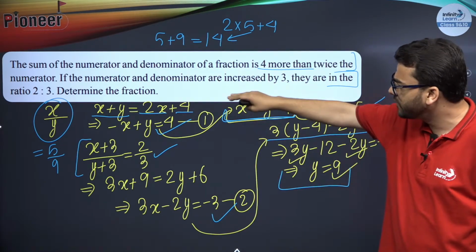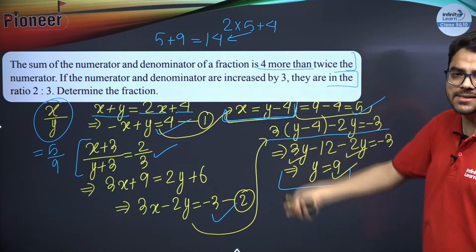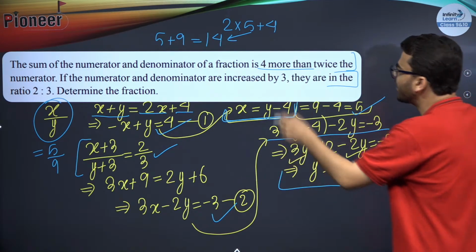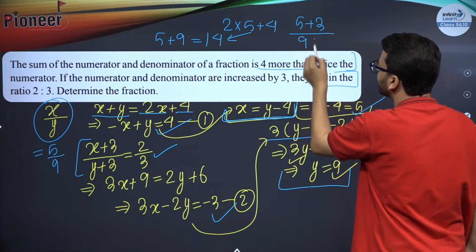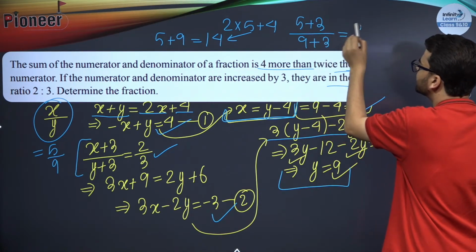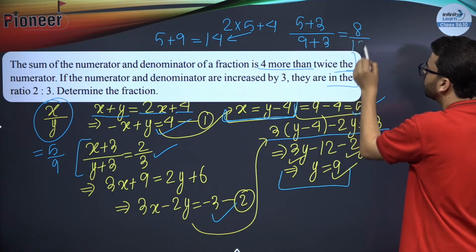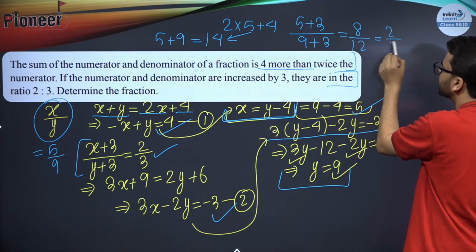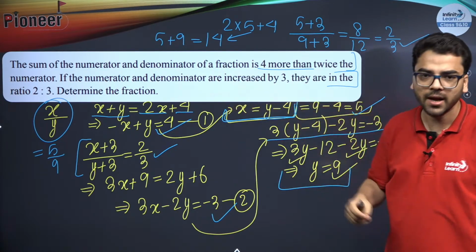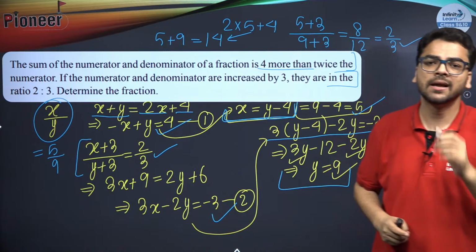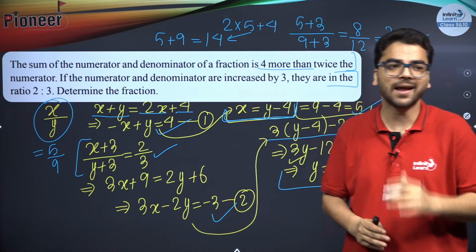Now the second is if the numerator and the denominator are increased by 3. It means it is 5 by 9. So you are doing plus 3 over here and plus 3 over here. What are we getting, guys? Tell me. This is 8 upon 12. So this is 4 2s are 8, 4 3s are 12. Are we getting 2 by 3, guys? Tell me. We are getting 2 by 3 over here. It means both these statements are getting verified. It means our answer is correct.